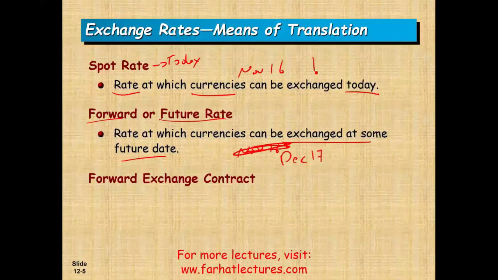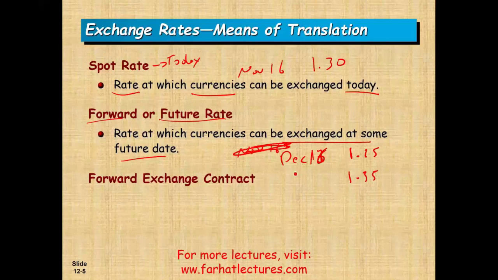For example, let's assume the euro today is $1.30. I want to know on December 16th, a month from now, how much can I buy euro? Well, they might say you can buy the euro at $1.25. You might be able to buy the euro at $1.35. This is the forward rate.